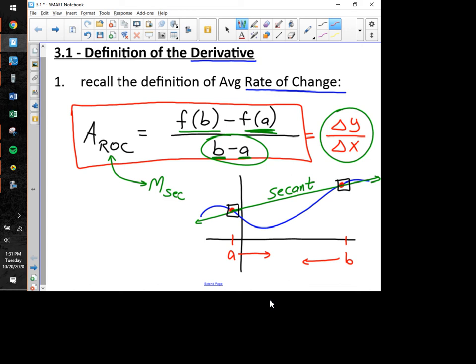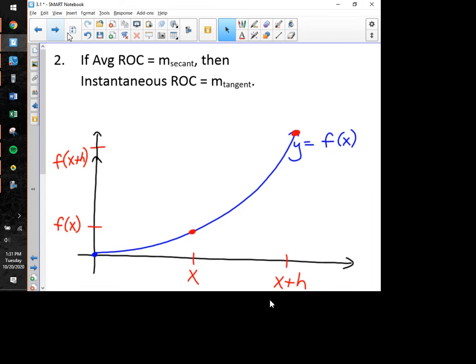And what we wrote then, everybody, in chapter 2 was that an average rate of change would become more like an instantaneous rate of change as your denominator, in this case b minus a, approached 0. And that's really the big idea at work here when we start talking about this.